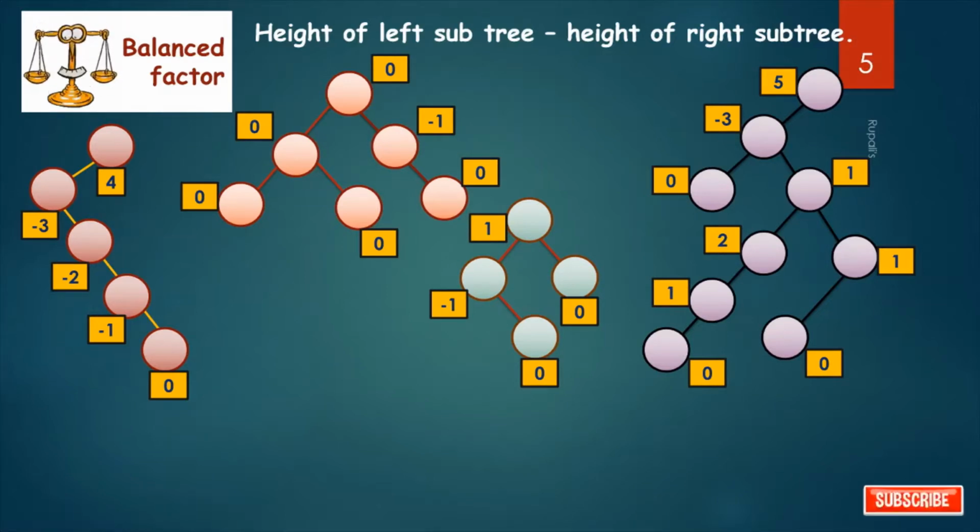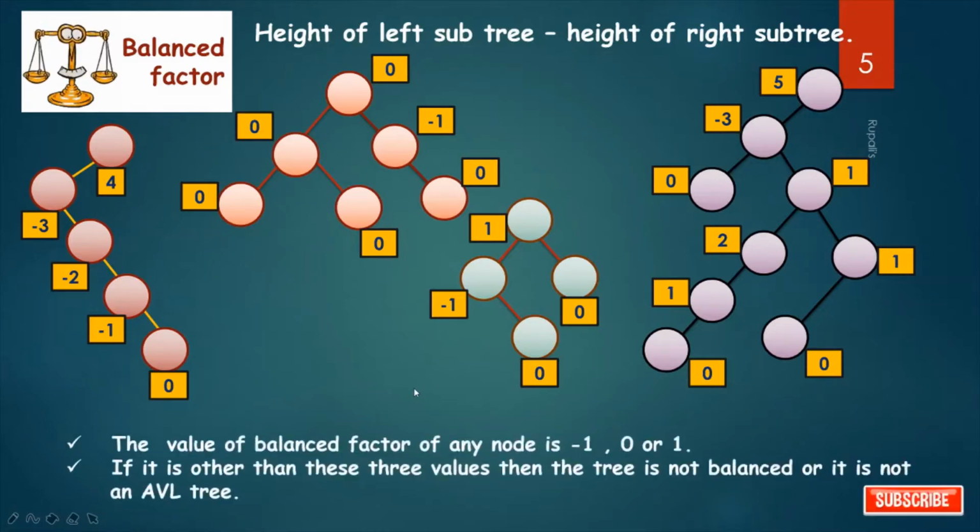Now see, the value of the balance factor of any node is minus 1, 0 or 1. If it is other than these three values, then the tree is not balanced, or it is not an AVL tree. Now, if the balance factor is 0 or 1 or minus 1, then we can say that the tree is a balanced tree or AVL tree. And if the balance factor is other than minus 1, 0 and 1, then that tree is not balanced, that tree is not an AVL tree.